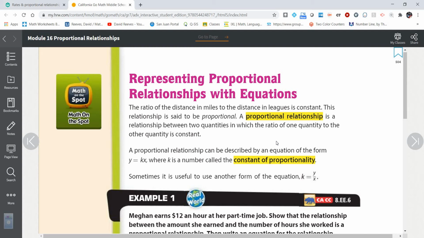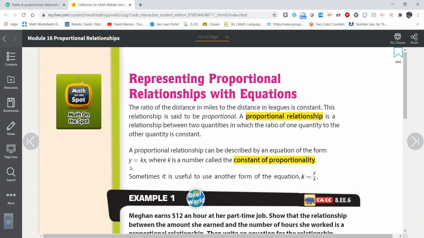So if you have two quantities, one we call x and the other we call y, that first one is x and that second one is y. And what we say is this: y equals kx, where k is the constant of proportionality. And again, that sounds really complicated, but it's really not that bad, okay? Let me just put it in words.